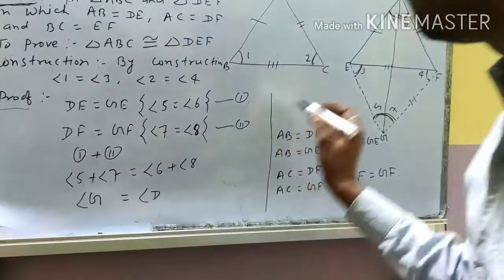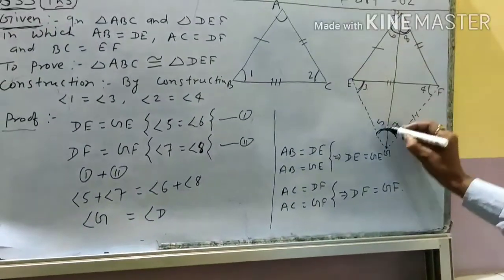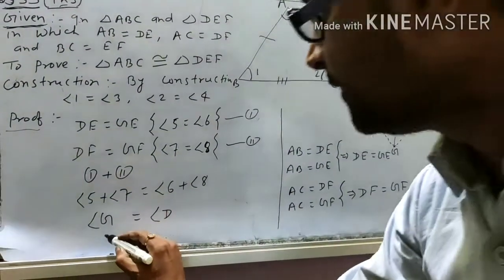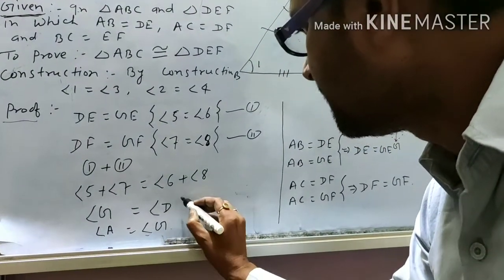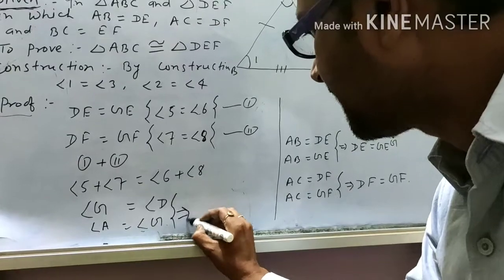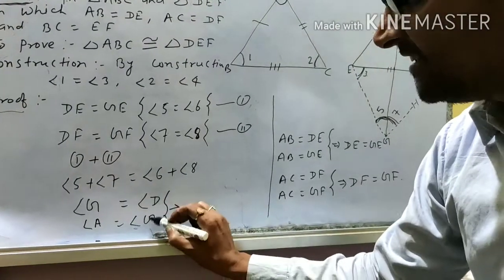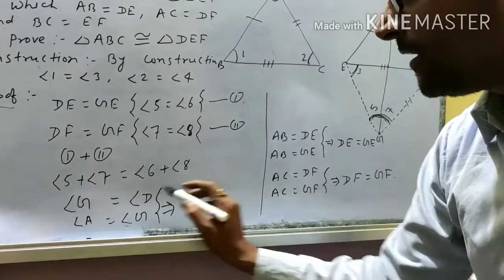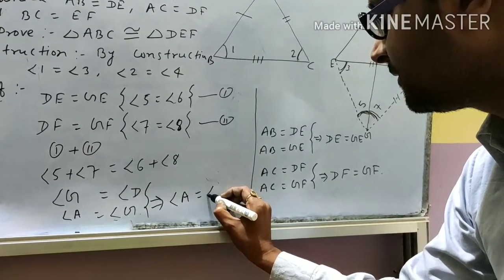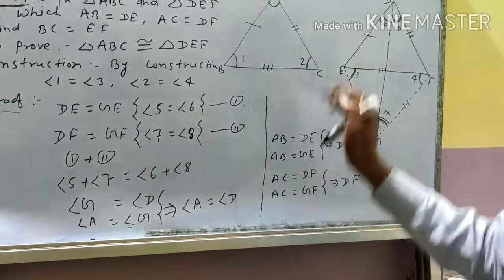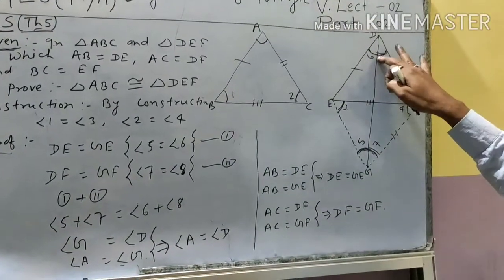And one more, angle A is equal to angle G also. We know that angle A is equal to angle G. Under these two concepts, G and G are equal. So we can say angle A is equal to angle D.